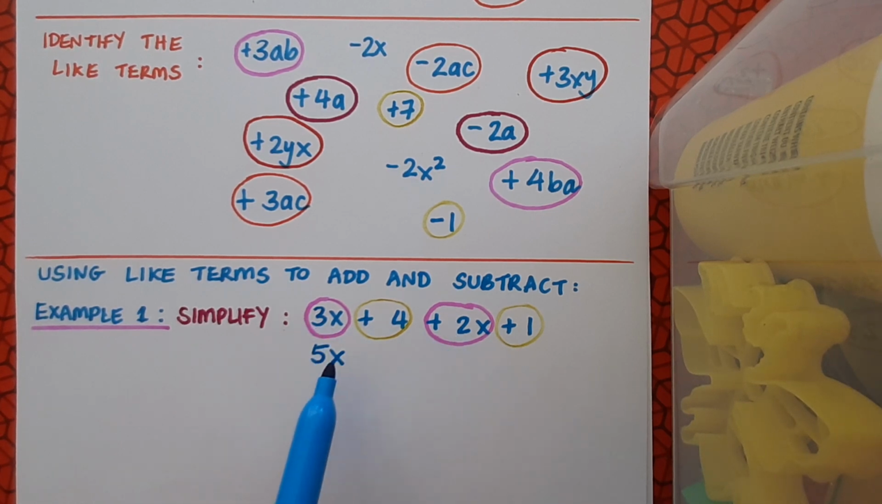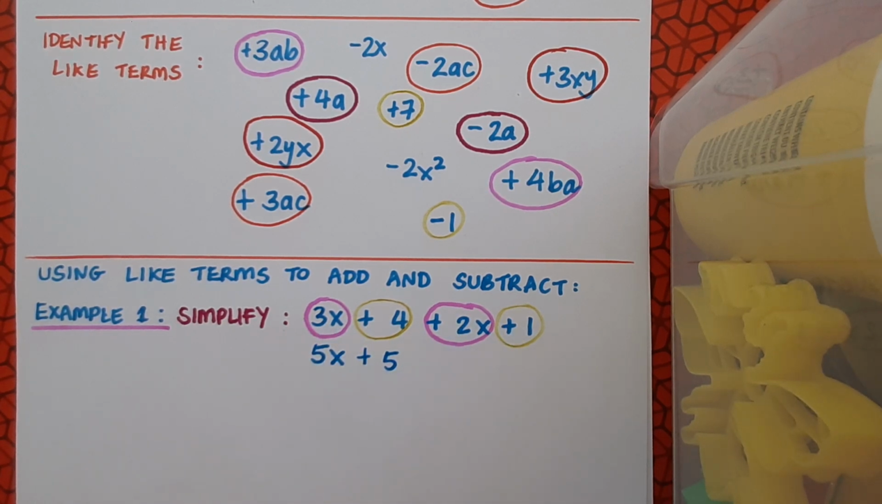Notice that when I add my like terms, all I really do is add the coefficients. So 3 plus 2 makes 5. The variable stays as x. The variable doesn't change when I add and subtract. Next, I've got my plus 4 plus 1. When I work that out, plus 4 plus 1 is plus 5. So when I simplify this expression, I get 5x plus 5.